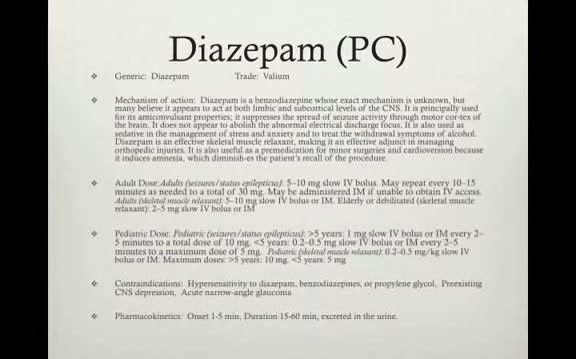Contraindications: hypersensitivity to diazepam, benzodiazepine, or propylene glycol, pre-existing CNS depression of any sort, and acute narrow-angle glaucoma. Onset of this drug is going to occur in about 1 to 5 minutes, and the duration is going to be 15 to 60 minutes, and this is excreted in the urine.